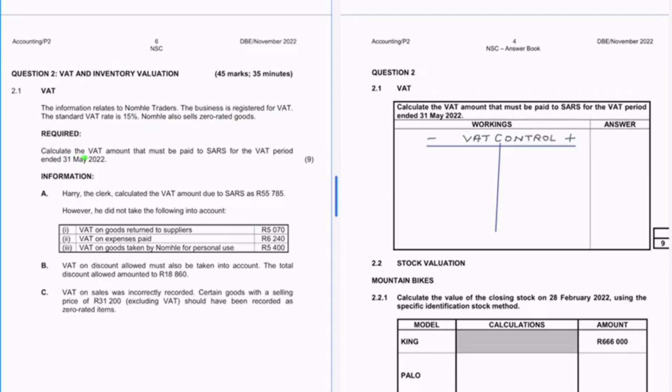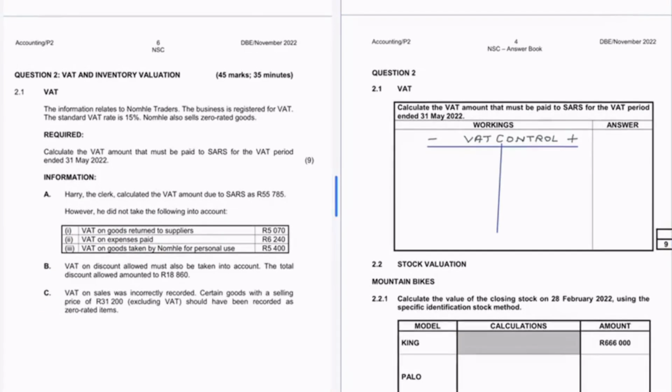We've got to calculate the VAT amount that must be paid to SARS for the VAT period ended the 31st of May 2022. The information that we are given is that Harry the clerk calculated the VAT amount due to SARS as $55,785. However, he did not take the following into account. Then we're given three transactions. We're given information B and C as well. Let's go to the answer sheet.